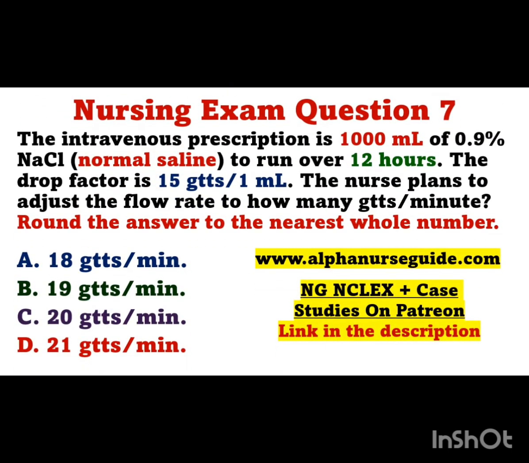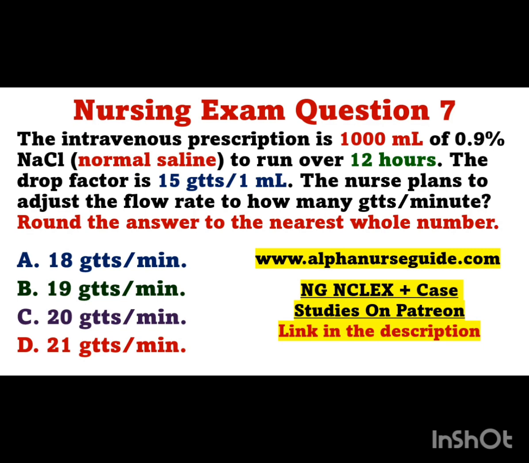The intravenous prescription is 1,000 milliliters of 0.9% sodium chloride to run over 12 hours. The drop factor is 15 drops per 1 milliliter. The nurse plans to adjust the flow rate to how many drops per minute? Round the answer to the nearest whole number.